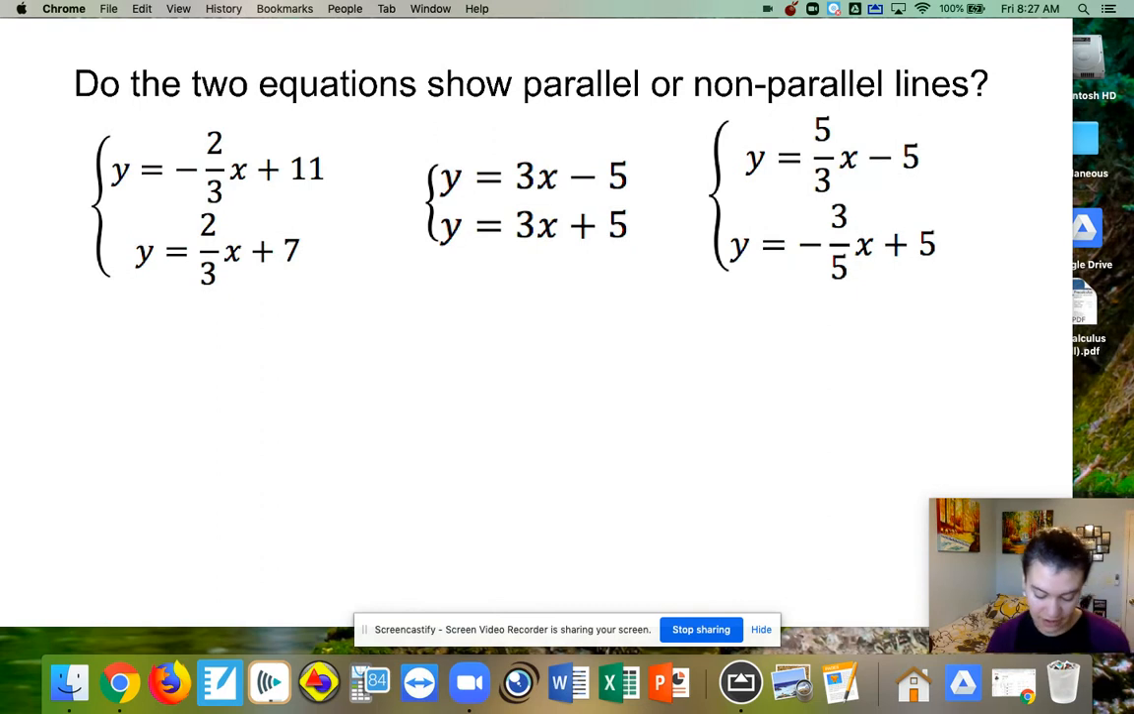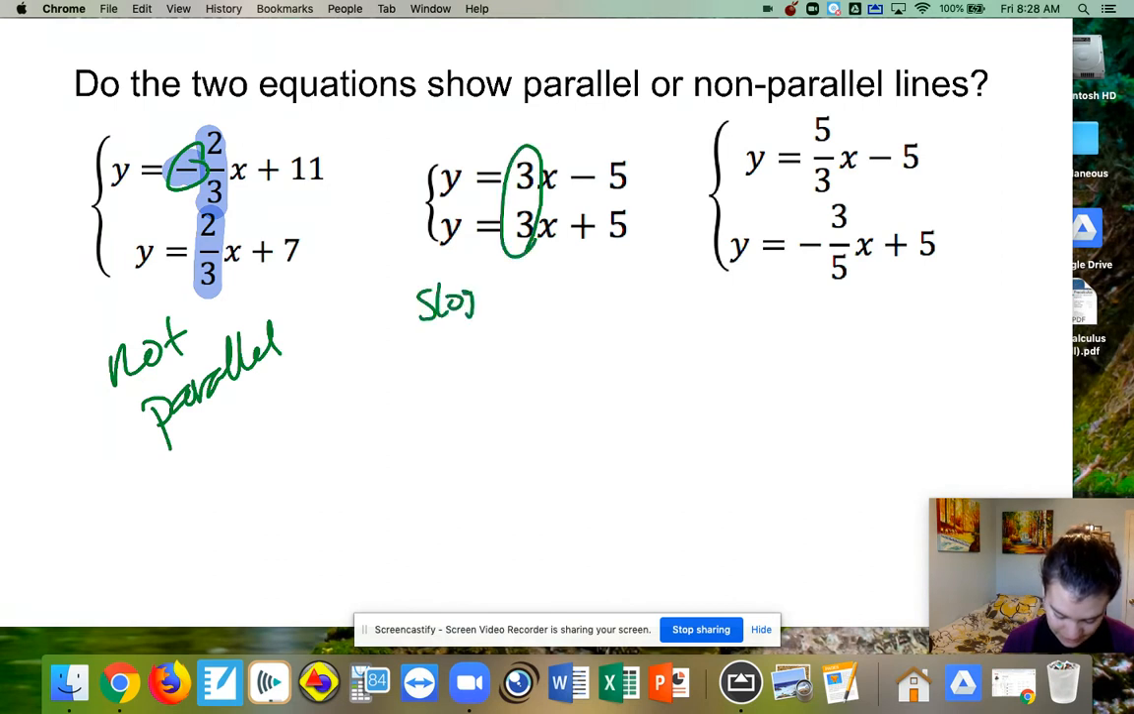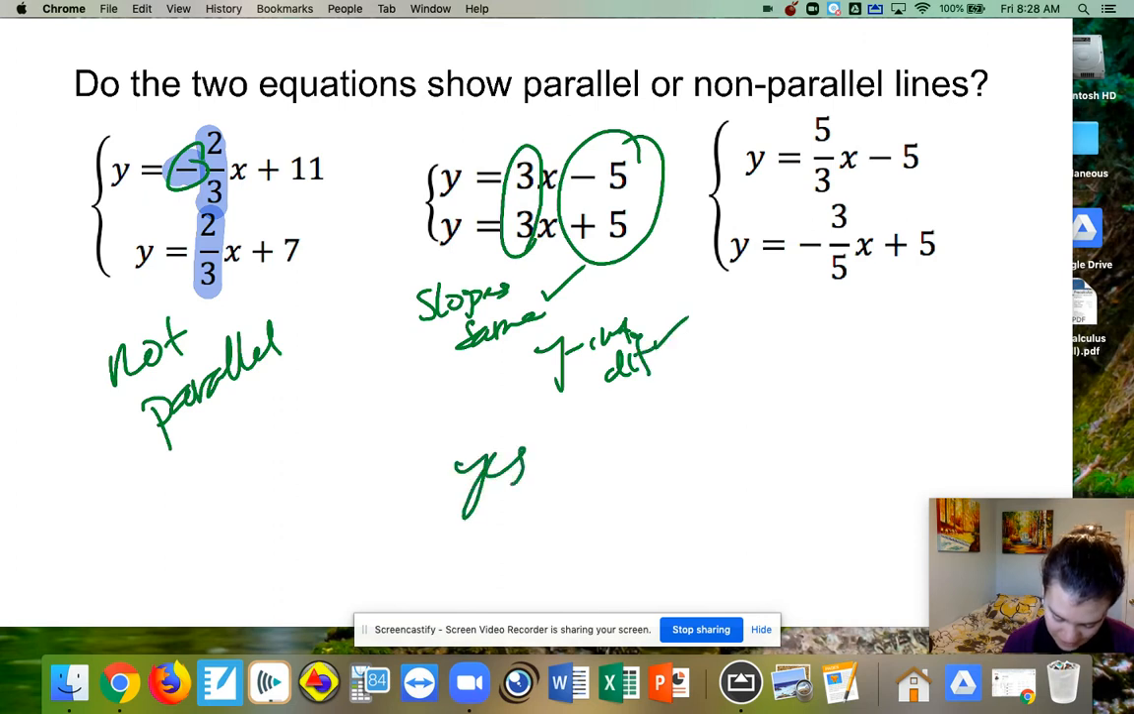All right, so we want to decide here, are these lines parallel or not? So we're trying to decide, are the slopes the same, but the y-intercepts different? So for this first one, they're almost the same except for this negative. So this would be not parallel because the slopes are not the same. Here we have slopes are the same. That worked. Here are our y-intercepts. So y-intercepts are different. That worked. So these are parallel.